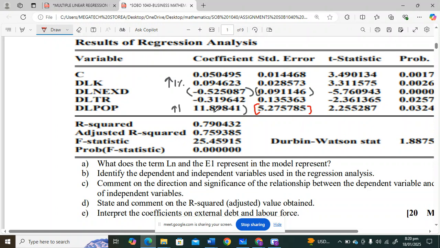All right. The bigger the standard error, the bigger the variability in your coefficient. Meaning, if you run the test again, you won't get values that are close to 11.89. So this coefficient is not very precise in simple terms.